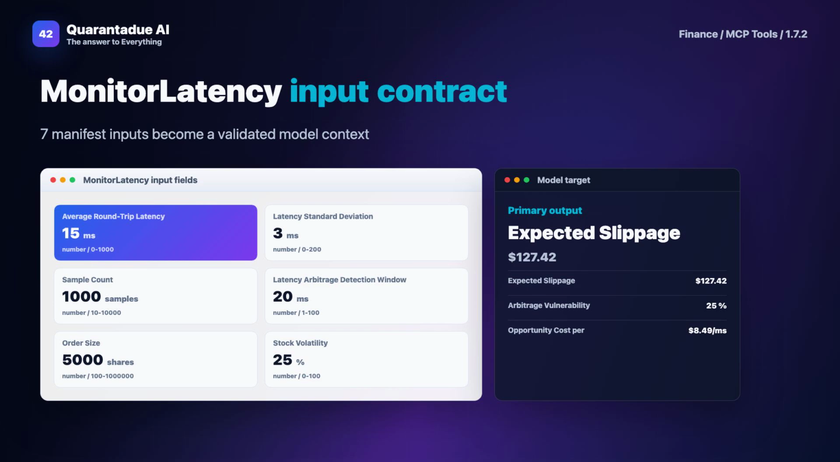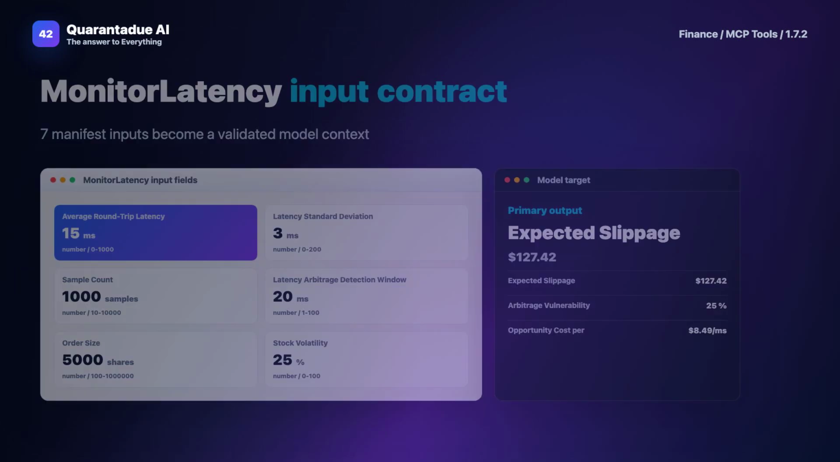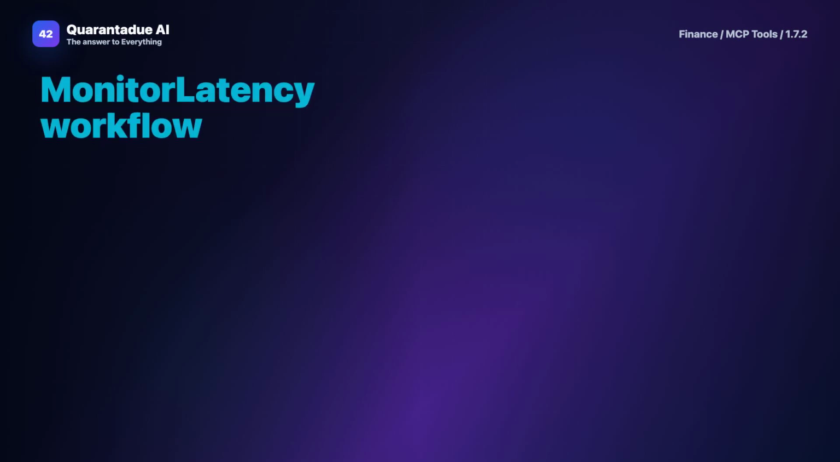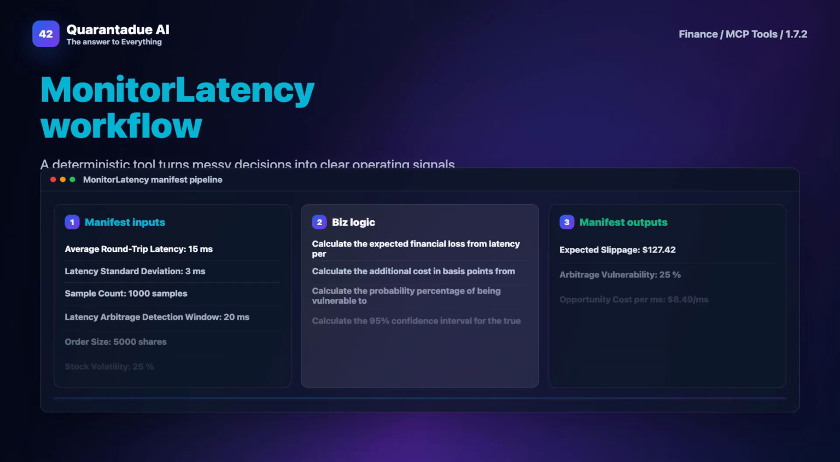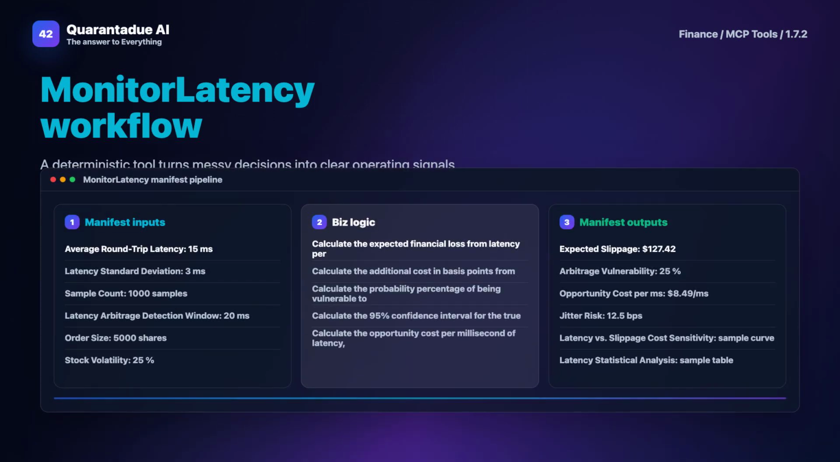A common misconception is that lower latency always equals better performance. Not exactly. It's about understanding the cost of latency for your strategy. MonitorLatency differentiates by providing strategy-aware insights, not just raw numbers. Now, let's dive into what the software actually does.